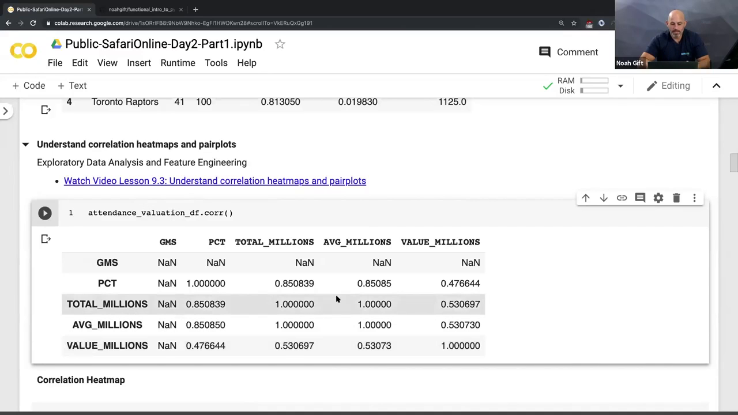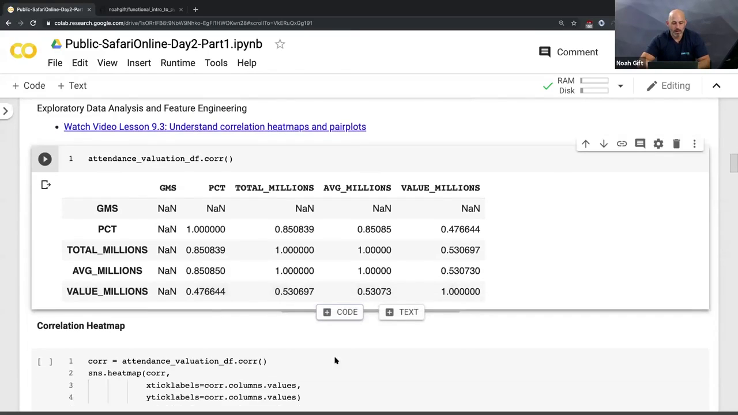And so from here, we can see that, for example, the valuation of the teams is correlated with the total attendance in millions. I mean, not massively correlated, it's more like an average correlation, but in this case, there's a 53% correlation. So that's not surprising. You would expect that what a team is worth and how many people attend would be somewhat related.